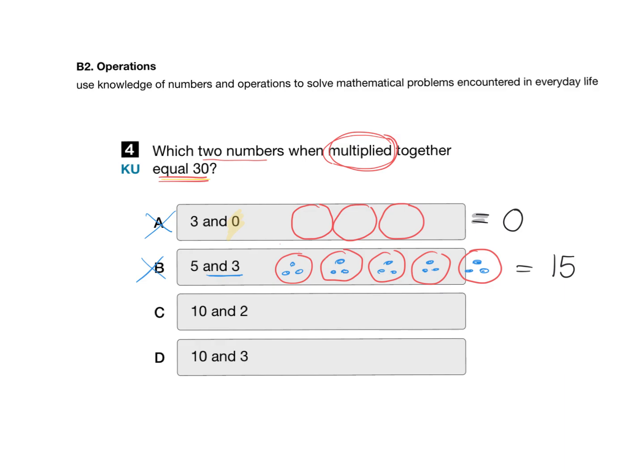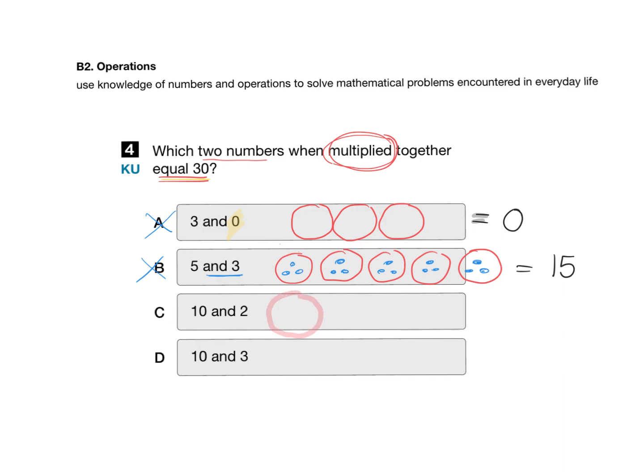Okay, so let's look at the next one. It says 10 and 2. We're multiplying together 10 and 2. So we can draw 10 groups of 2. What's another way we could represent this? 2 groups of 10. Sure. Do you want to draw 10 groups of 2 or 2 groups of 10? 2 groups of 10, that would be easier to draw, right?